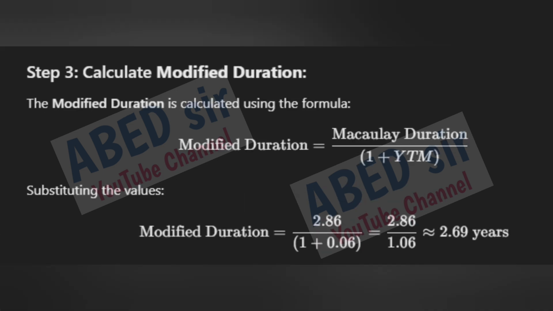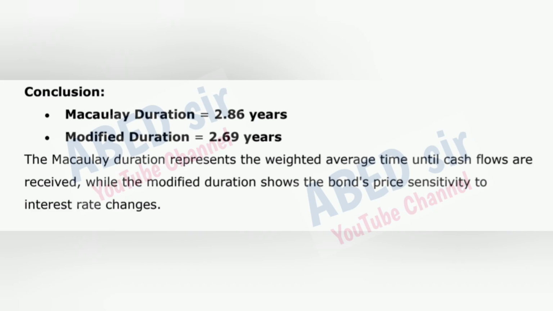Step 3. Calculate modified duration. The modified duration is calculated using the formula, substituting the values. Conclusion: Macaulay duration is equal to 2.86 years. Modified duration is equal to 2.69 years. The Macaulay duration represents the weighted average time until cash flows are received, while the modified duration shows the bond's price sensitivity to interest rate changes.